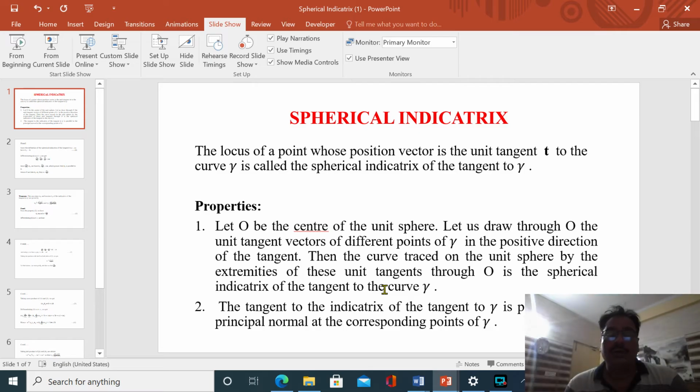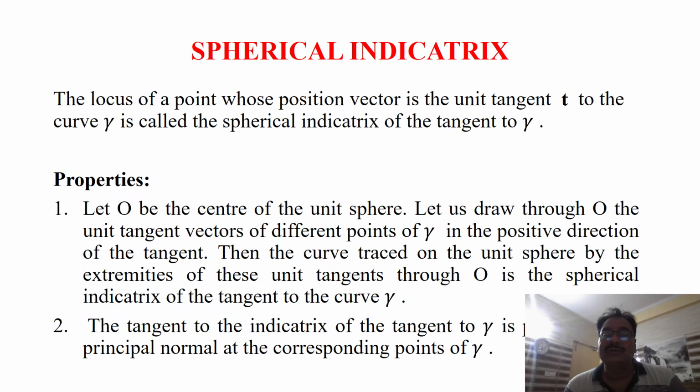Friends, today we are going to discuss spherical indicatrix. The locus of a point whose position vector is the unit tangent t to the curve gamma is called the spherical indicatrix of the tangent to gamma. Now let us look at the properties of spherical indicatrix.